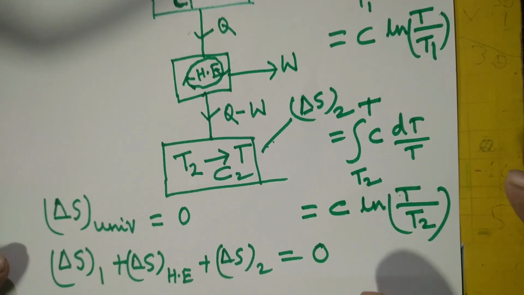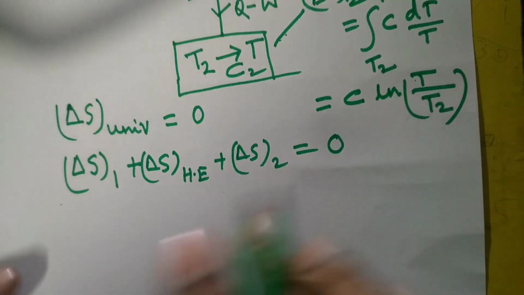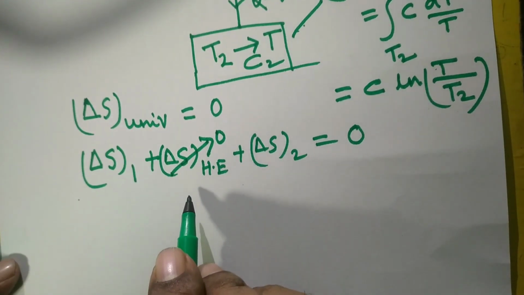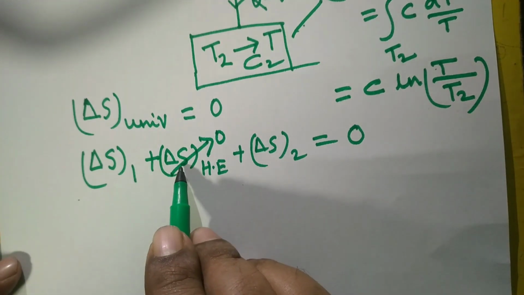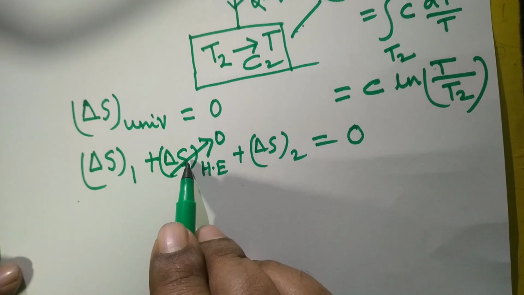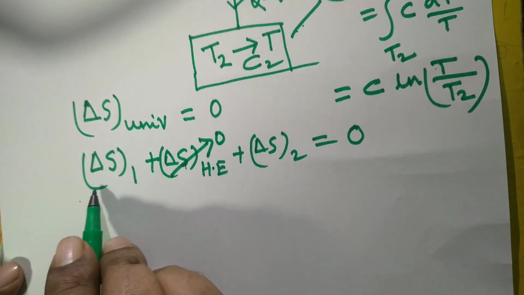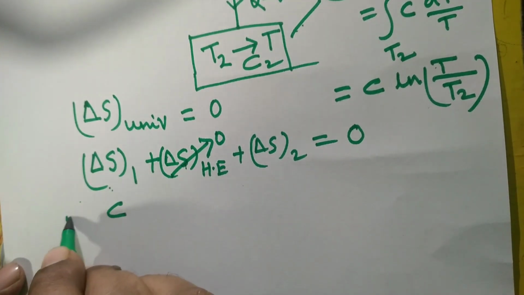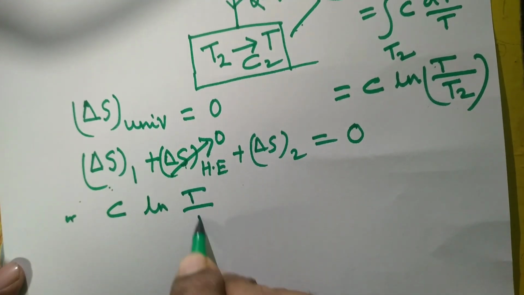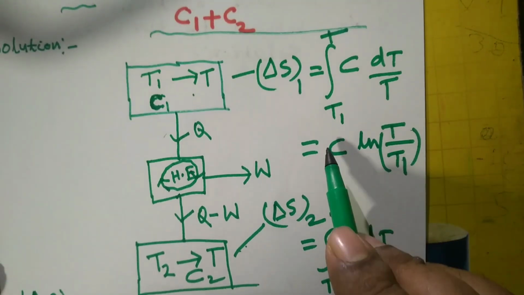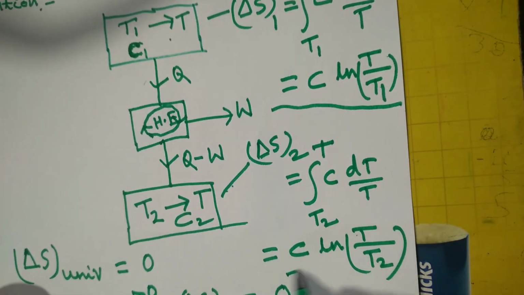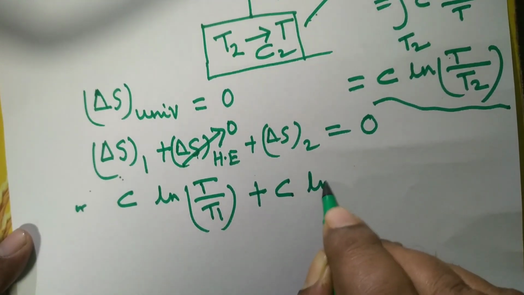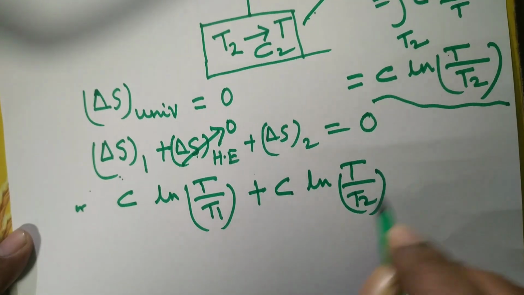So now if you put all these values in this equation, the heat engine term is always 0 because the heat engine is a cyclic device, and the cyclic integral of any property is 0, and S is a property; entropy is a property of the system. So this term is going to be 0. So now delta S1 plus delta S2 is equal to 0, that is, C ln T upon T1, which is the delta S of body 1 that we have calculated, plus delta S of body 2, which is C ln T upon T2, is equal to 0.